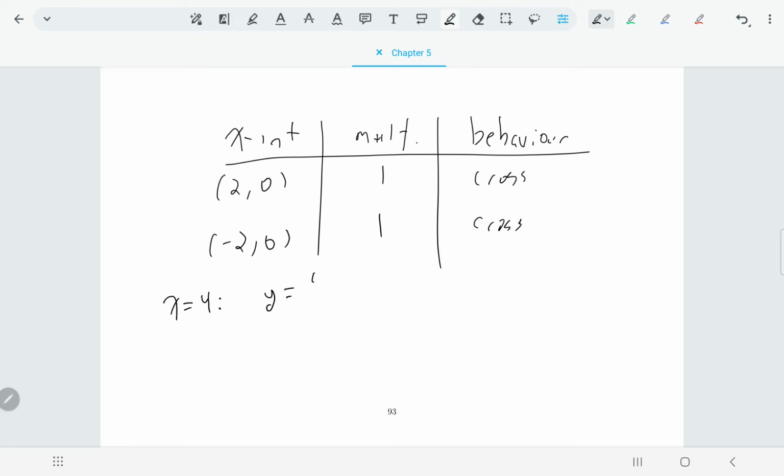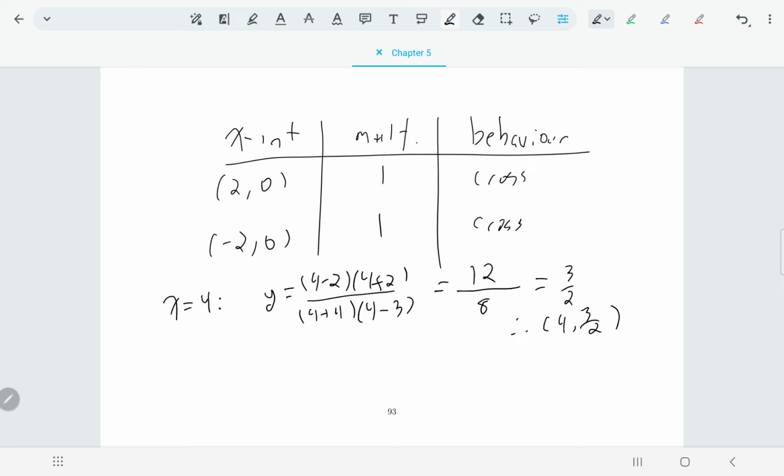So that would be (4 minus 2)(4 plus 2) over (4 plus 4)(4 minus 3). So in the denominator, that would be 8, and 12 for the numerator. So we have 12/8, which is the same thing as 3/2. So we'll have the point (4, 3/2). That'll be one point that I'll need to plot. The other one will be when x is -5. I said that was the other x value I was going to take.